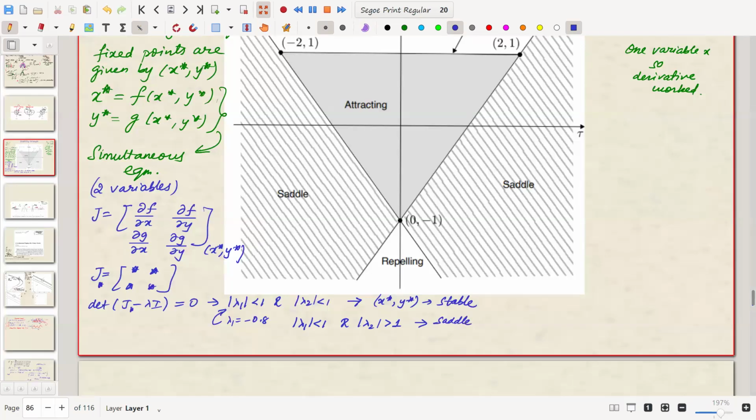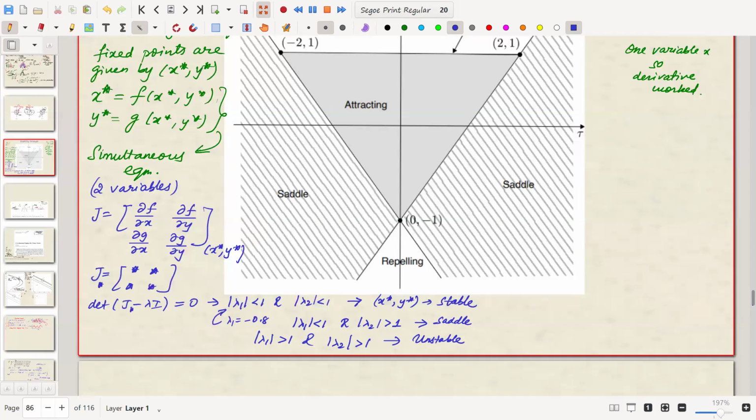Now, another condition is also there. What is the other condition? Both the eigenvalues are greater than 1 in absolute value. Then it is unstable, because all are of mixed nature and all are greater than 1 in absolute value. Okay, are you with me?